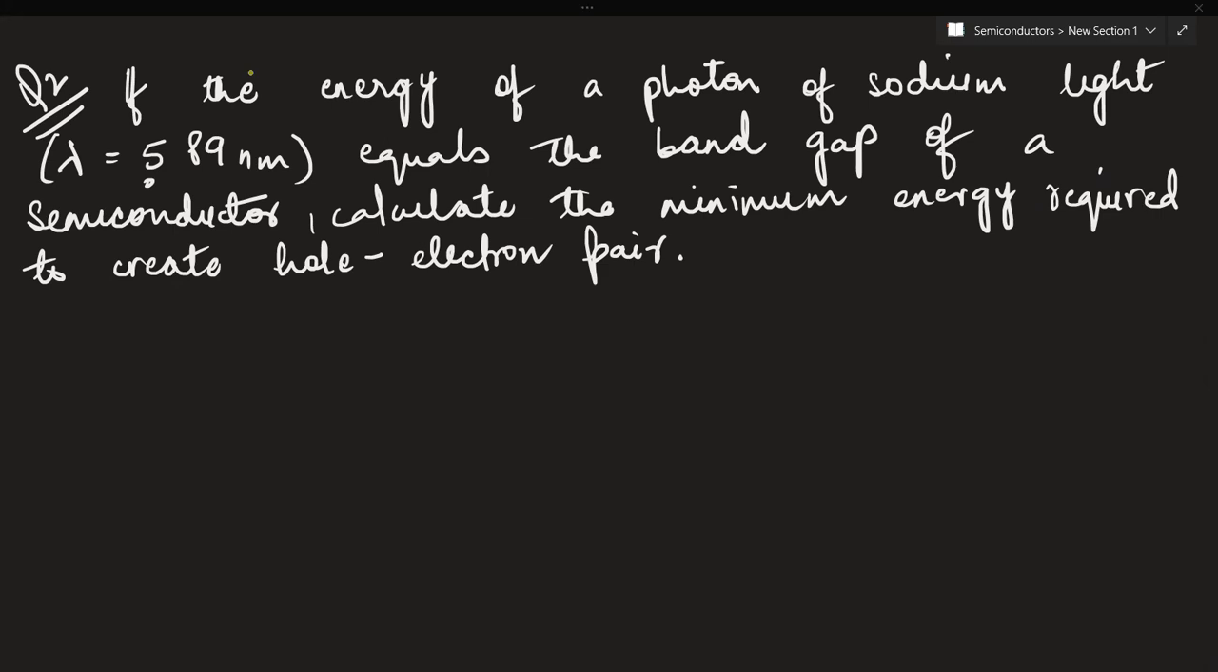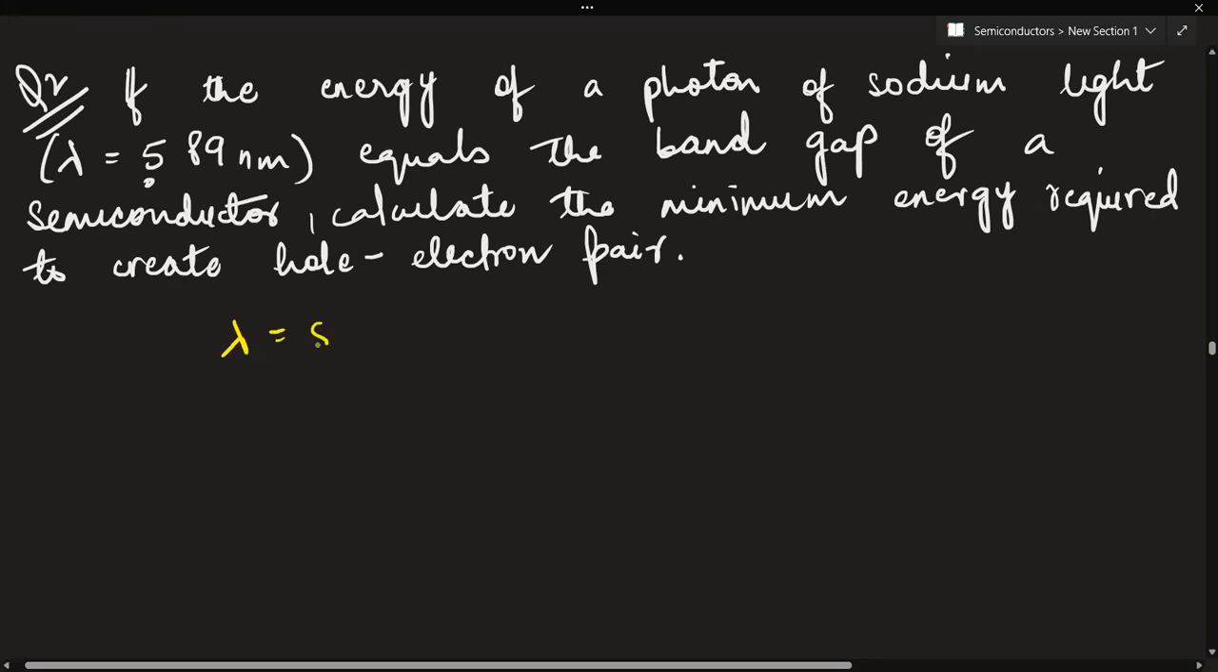Okay, let's discuss it. See, you don't have any concept of semiconductors in this. Mainly, you have to use the energy formula that we have done in dual nature and modern physics. If the energy of a photon of sodium light is what? Wavelength is given to you. Wavelength is 589 nanometers. This is the wavelength given to you. Now see, if this is the wavelength, then you have to calculate the energy.